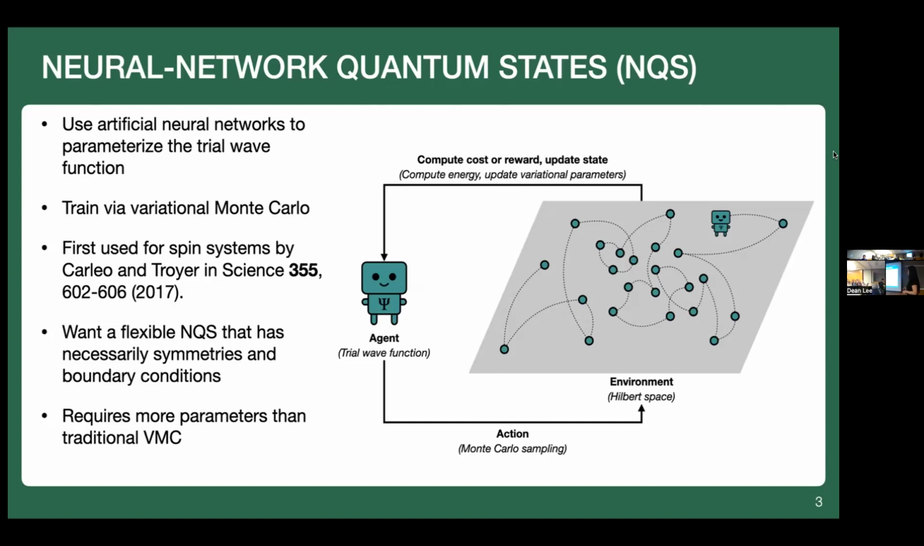And here's just a little cartoon of the same algorithm that I showed on the previous slide. It's just put into a more machine learning context. So this is the cycle for reinforcement learning, where in our case, our agent is a trial wave function. And the action that we take, the interaction between the agent and the environment, is this Monte Carlo sampling. So this agent traverses through Hilbert space, picks up a bunch of different samples, and from its experience can then calculate the cost or reward. So in our case, it's the energy, and then update the state by calculating the gradient, updating it in the usual way.